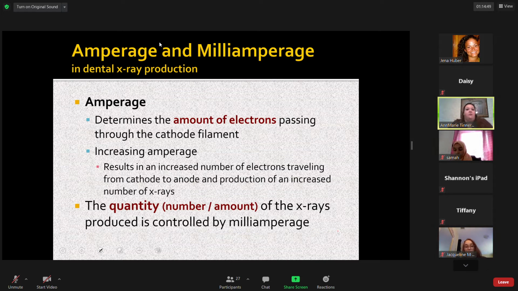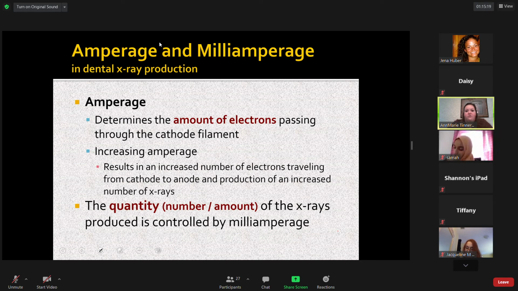Okay, again, amperage has to do with the number of electrons passing through the cathode filament. Remember, electrons don't pass through the anode, because once they get to the anode, what are they? Photons. Good. So increasing your amperage is going to result in an increase in the number of electrons traveling from the cathode to the anode and production of an increased number of X-rays.